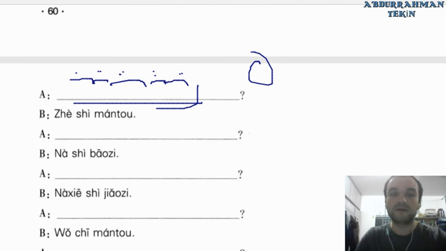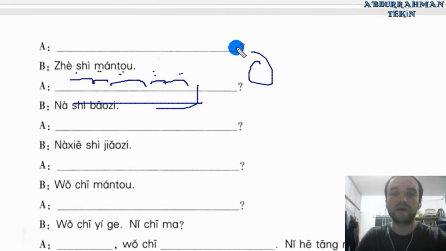And here A asks a question and B's answer is 这是馒头, this is 馒头. So we should ask what is this, right? What is this? So 这是什么? Just write 什么 instead of 馒头. 这是什么? What is this? 这是馒头. This is 馒头.